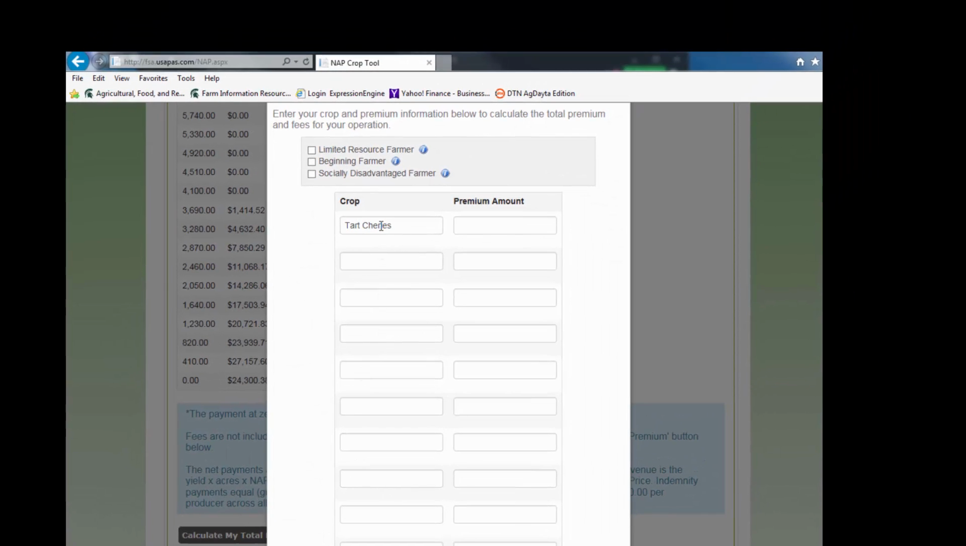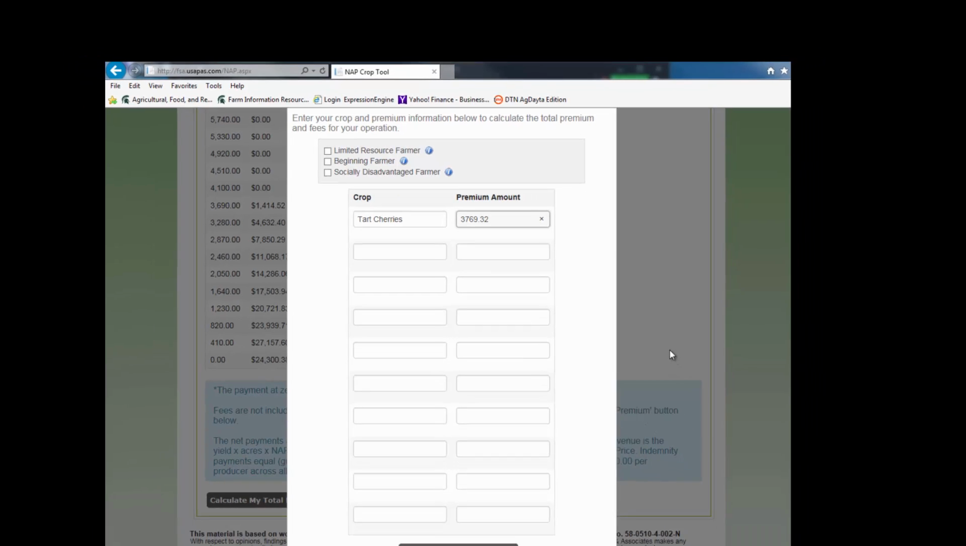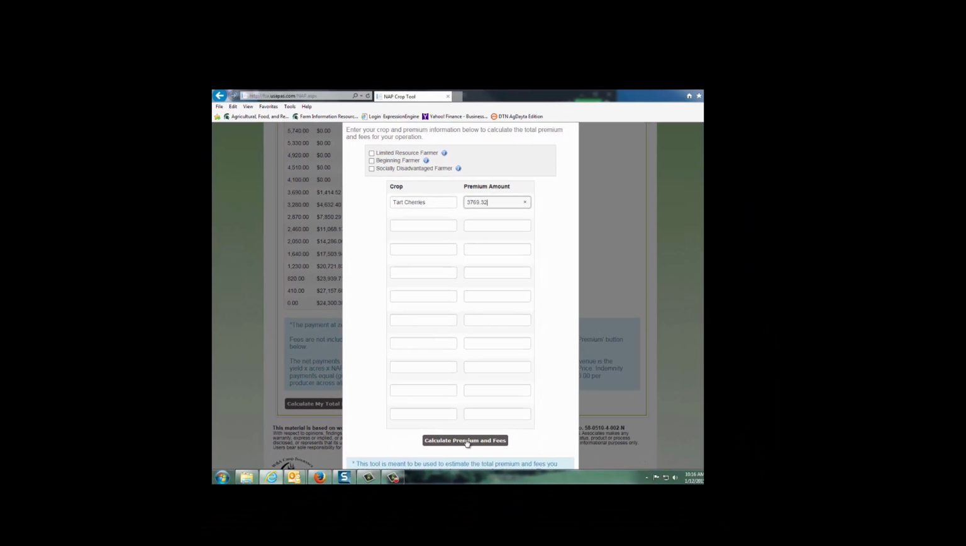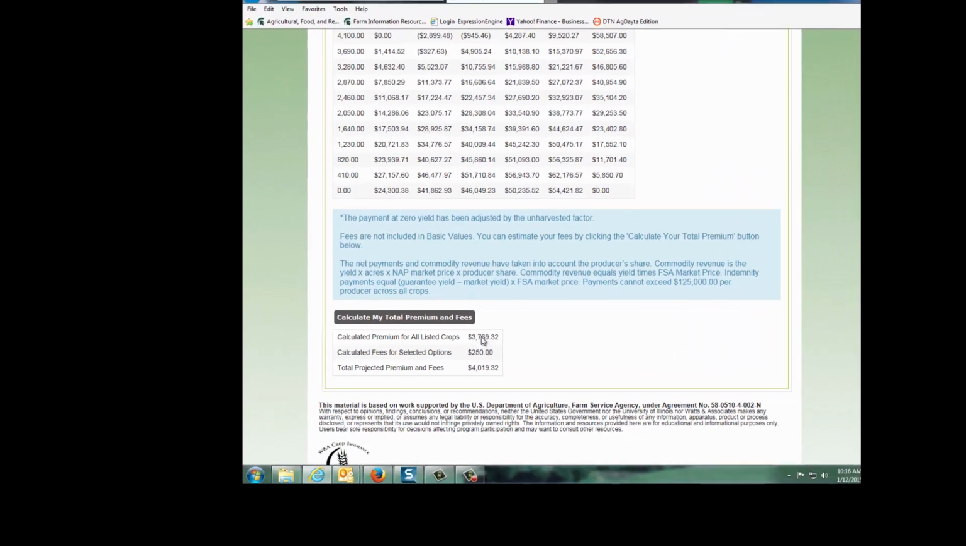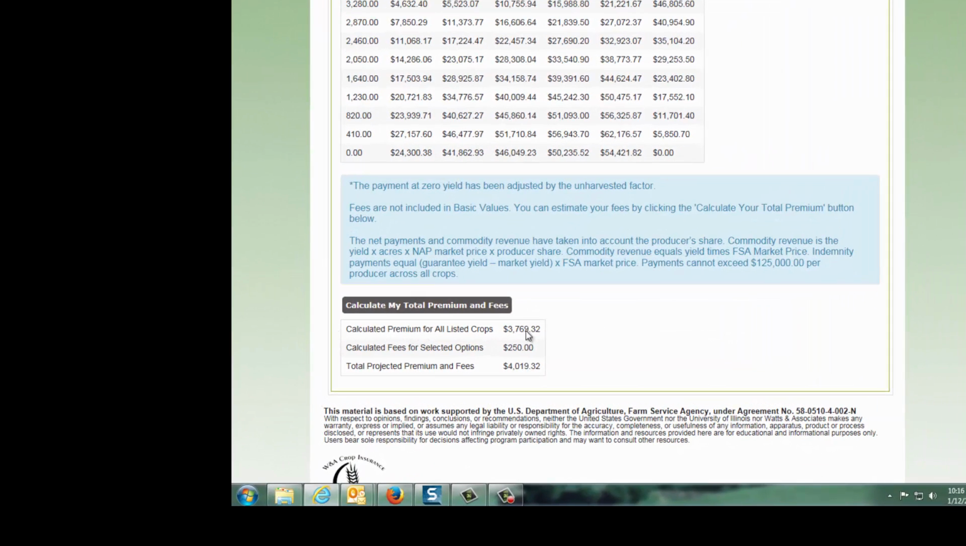We come in here and we want to put in tart cherries. As you see, my first one was a spelling error. The premium amount was 3769.32. So if we want to calculate premium and fees, we click this number here, and at the bottom here you have the calculated premium, which we put in to 250, and the total premium and fees. This is just for one crop. That's pretty easy to do in your head.